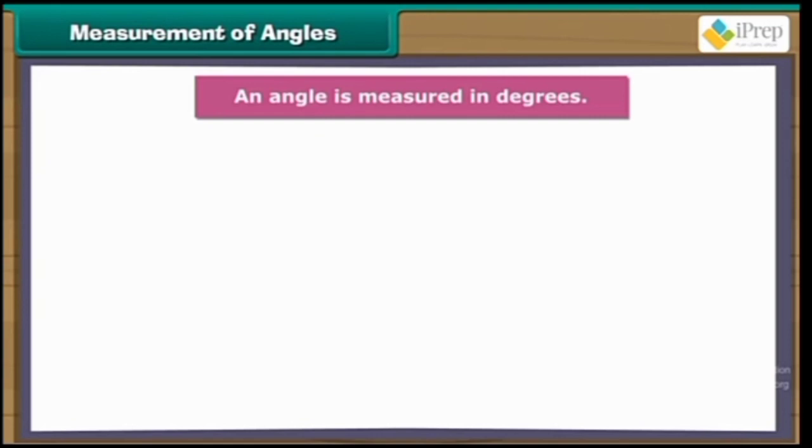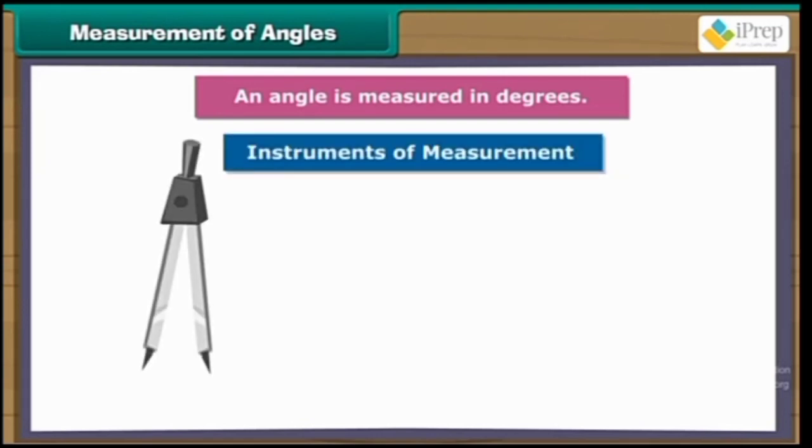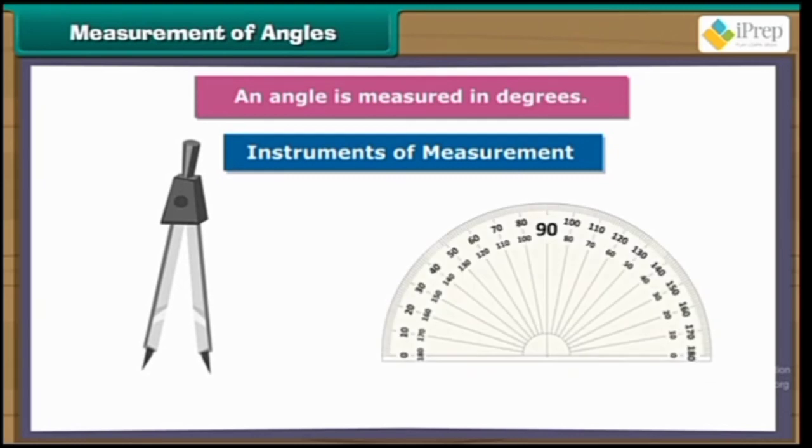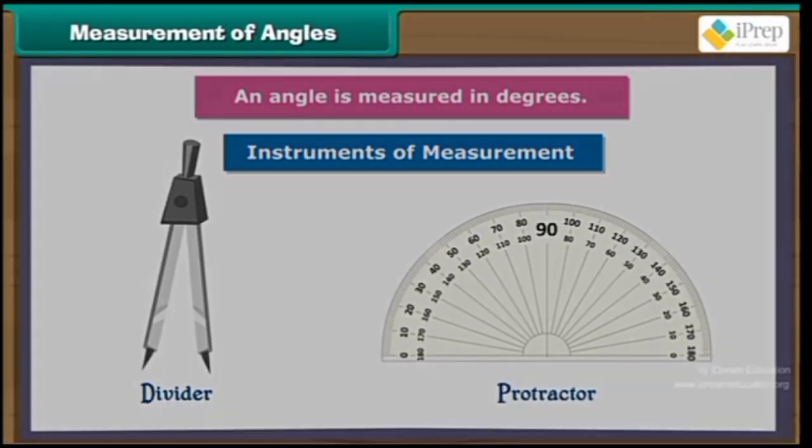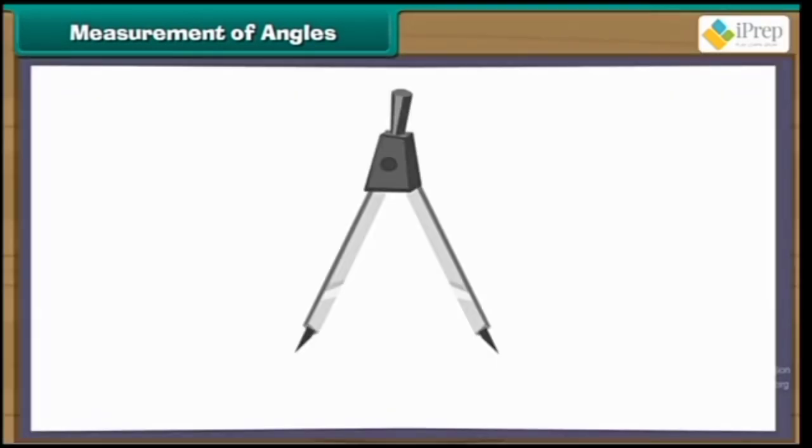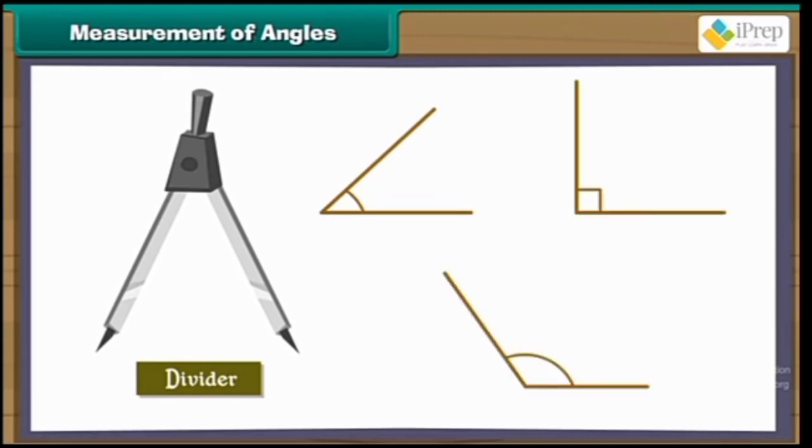Of angles. An angle is measured in degrees. Let us now measure angles with 2 different instruments: a divider and a protractor. Look at this object. It is called the divider. We can use it to measure angles.